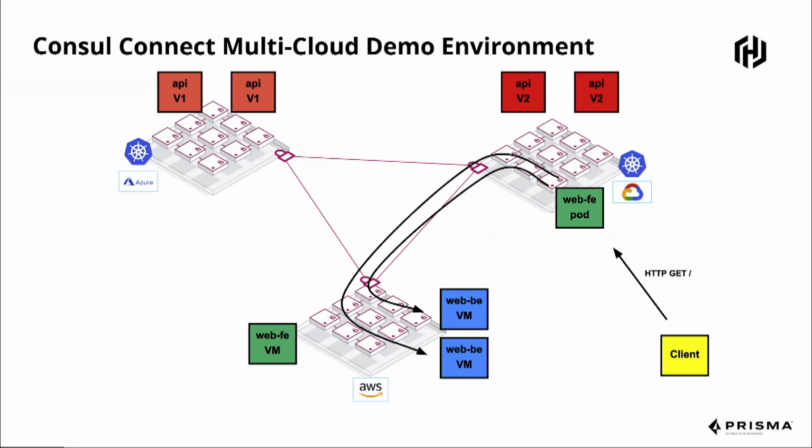And when the request comes in for the HTTP GET /, that request will be routed back to the backend VMs all the way over at AWS. And all of these mesh gateways are communicating over the public internet with no network connections between them. And they can even have overlapping IP ranges because the mesh gateways take care of handling all of those components for us.